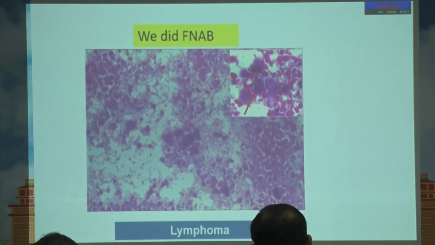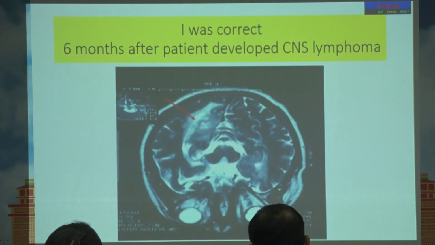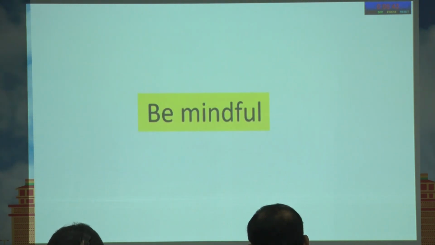The fine needle aspiration biopsy showed a necrotic background. Lymphoma cells always have a necrotic background. They are friable cells, and in between that, large lymphoma cells were seen. And 6 months after, the patient developed CNS lymphoma. So be mindful of even a subtle sign, and that can give a clue.